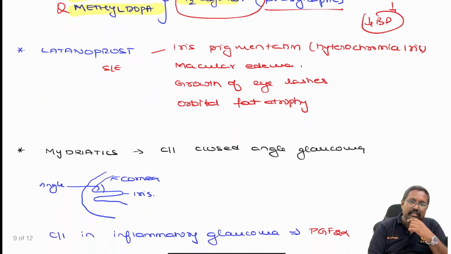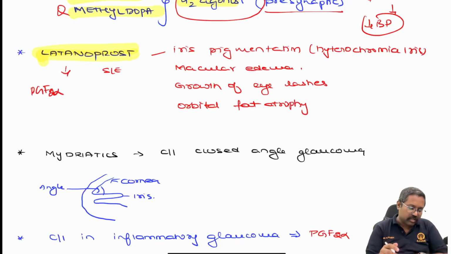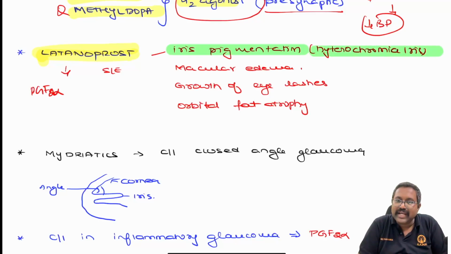Next, moving on to the drug latanoprost. Latanoprost is a prostaglandin analog. Which analog? This is a prostaglandin F2 alpha analog. So what are the side effects of latanoprost? They can give a diagram and show these diagrams. It can cause iris pigmentation, and also there can be hyperchromia, that is called hyperchromia iris, the pigmentation of the iris.